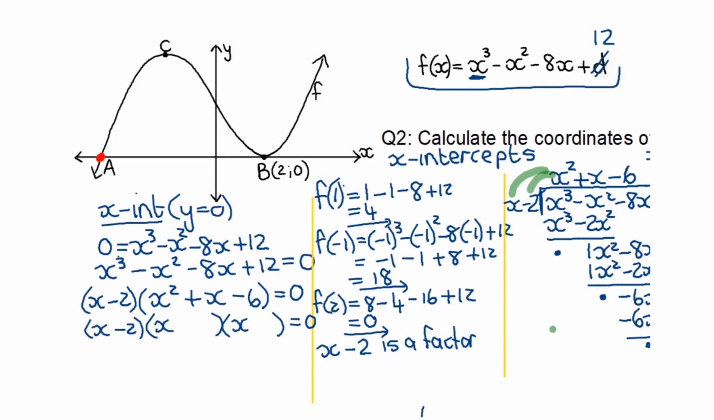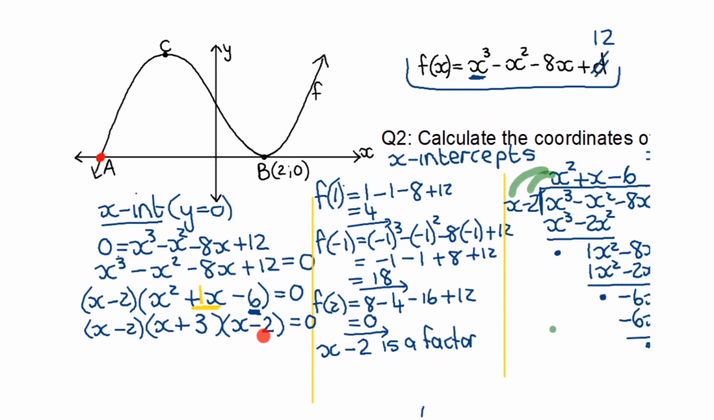So x times x. The negative here says the signs in the brackets will be different. So it means I will have a plus and a minus. What are the factors of 6? It can be 2 times 3. Let's say I want a positive 3 and a minus 2, because I have to end up with this middle term.